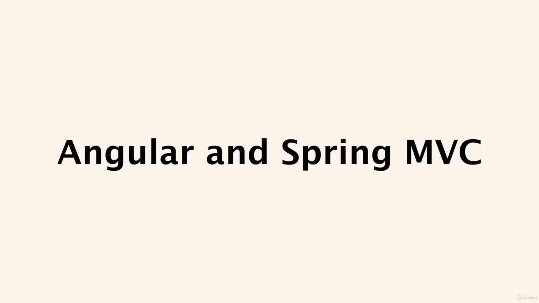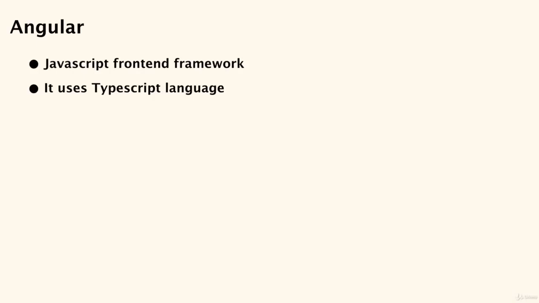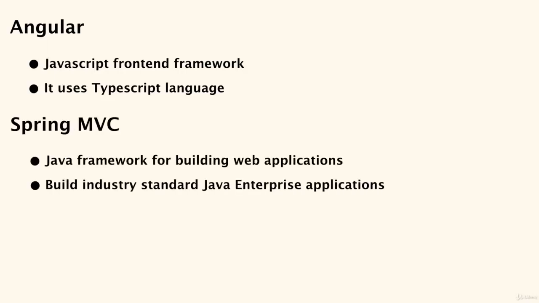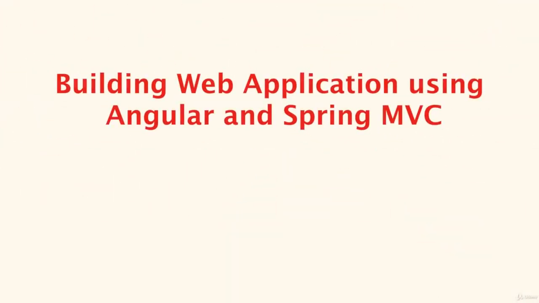About these two technologies. Angular is one of the most popular JavaScript front-end frameworks for building web applications. It uses the TypeScript language to write the web application. Spring MVC is one of the most popular Java frameworks for building web applications, using which we can build industry standard Java enterprise applications. In this video series, we are going to take advantage of these two technologies and we're going to build a complete web application.